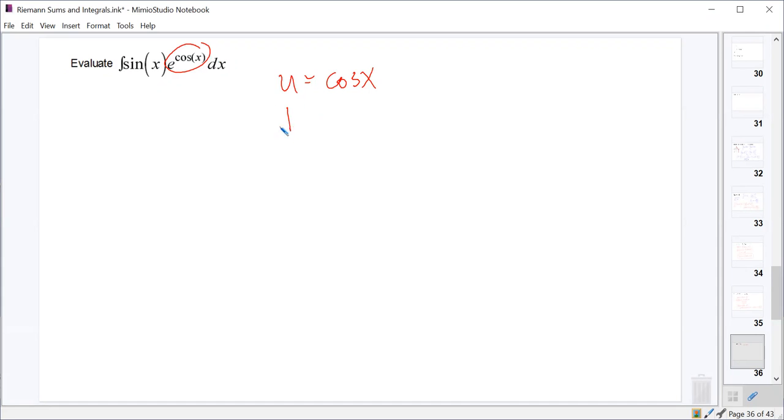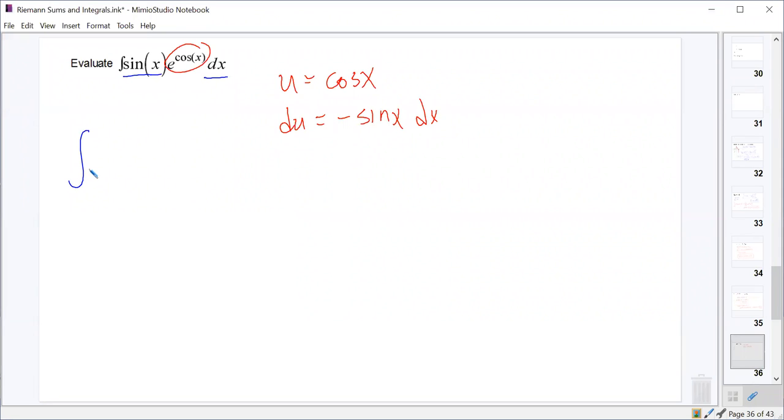So if u is cosine, then what is du? Du ought to be negative sine x dx. And so if we look into our original integral, we can see that we don't have negative sine x dx, but we do have the sine x dx. So we've got a piece of what we need to have in there, right? So we just need to build our du in there so that we can replace everything else, the negative sine x dx, with the du.